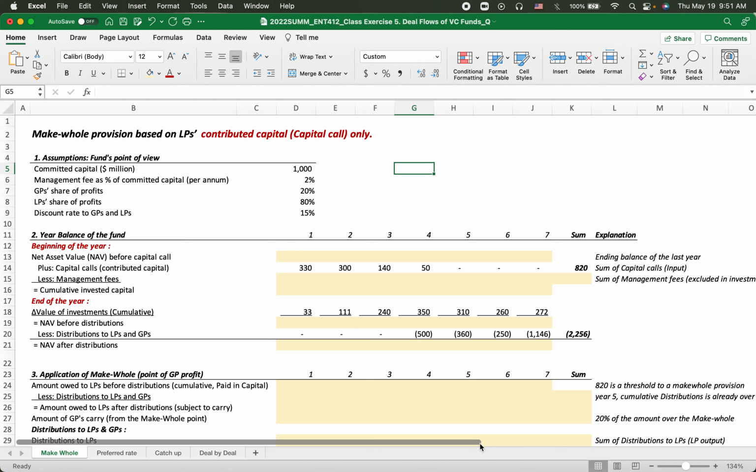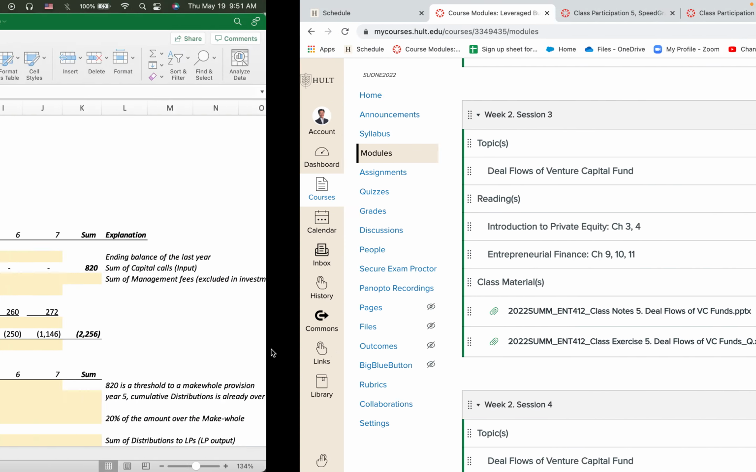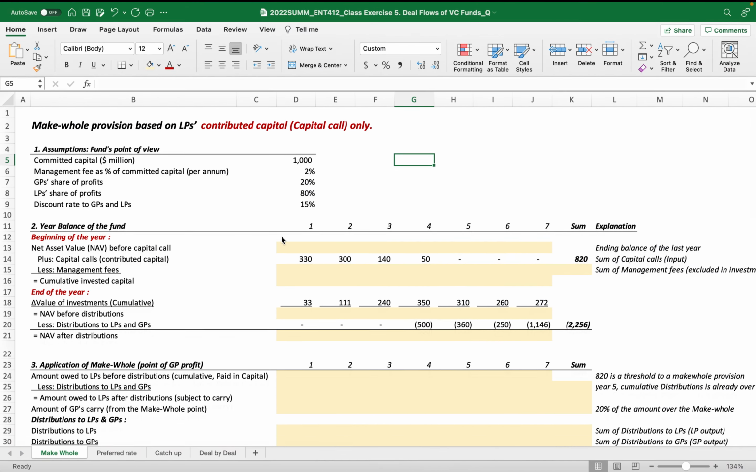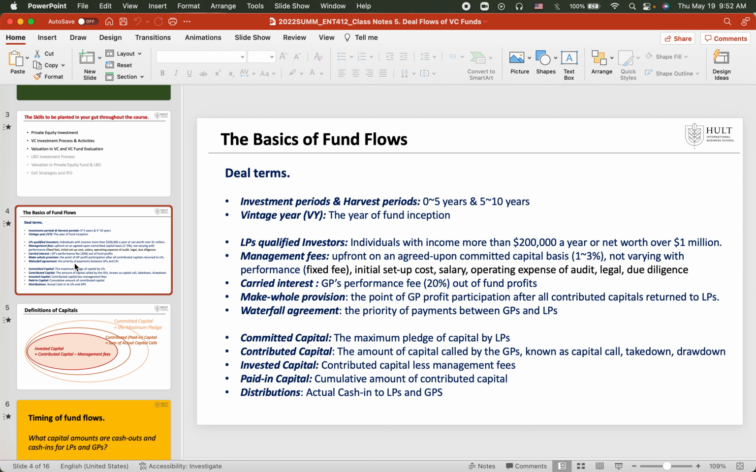Hello students, this video clip will cover the deal flows of venture capital funds with make-whole provision based on the LPs' contributed capital, the capital call only cases. As we discussed, we need to understand many terminologies, which are the deal terms for the basics of fund flows, right?